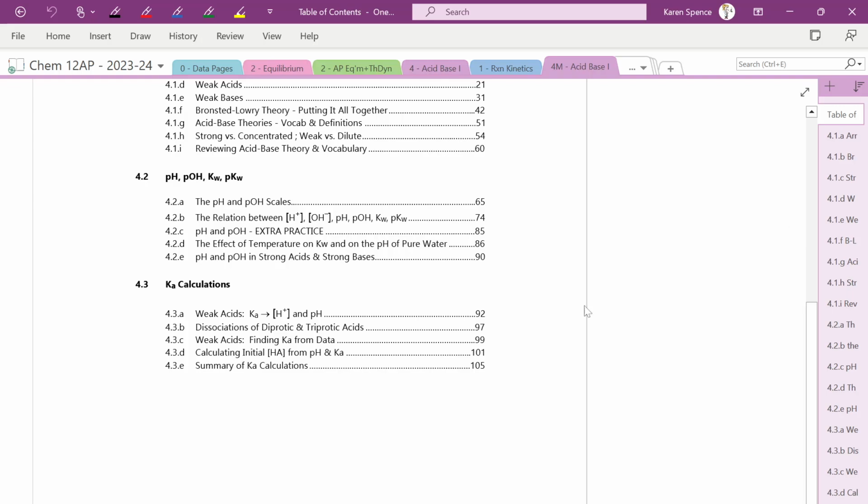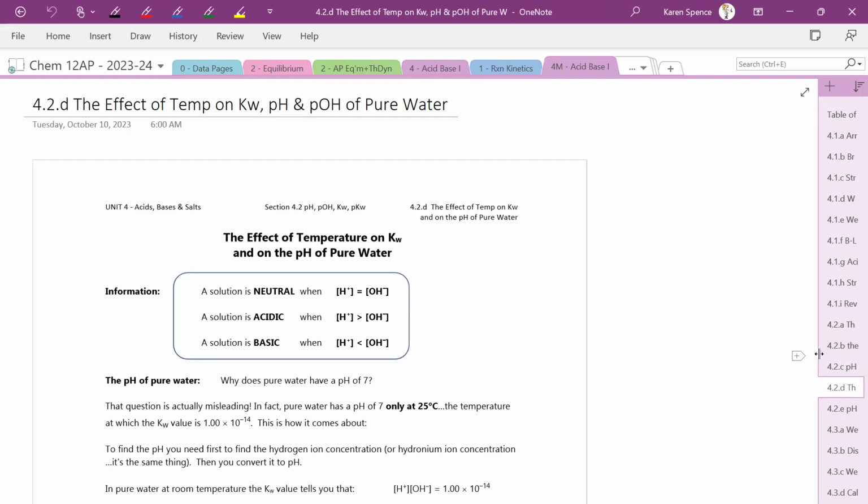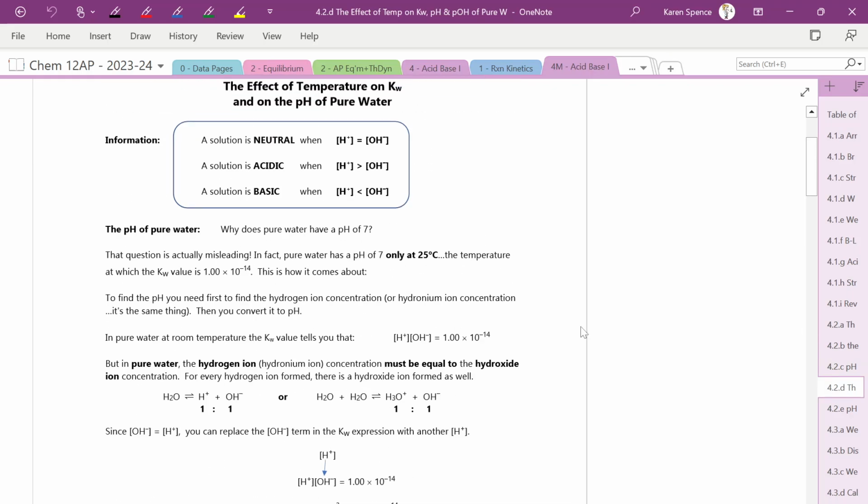Okay, we want, where is it? pH, pOH, page 4.2D. This is on page 86.